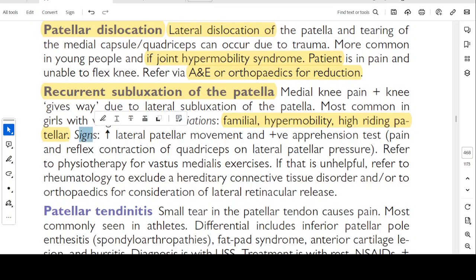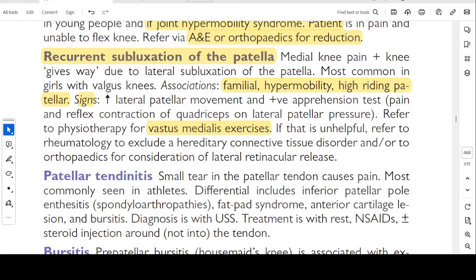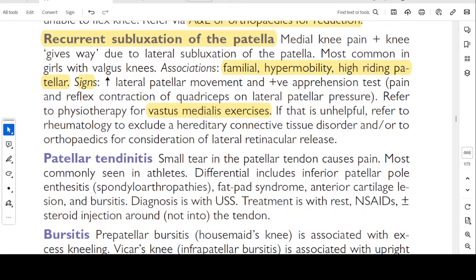Signs are increased lateral patellar movement and a positive apprehension test, with pain and reflex contraction of the quadriceps on lateral patellar pressure. Refer to physiotherapy for vastus medialis exercises. If that is unhelpful, refer to rheumatology to exclude a hereditary connective tissue disorder and to orthopedics for consideration of lateral retinacular release. So in this case, when there is lateral subluxation, you are releasing the lateral retinaculum.